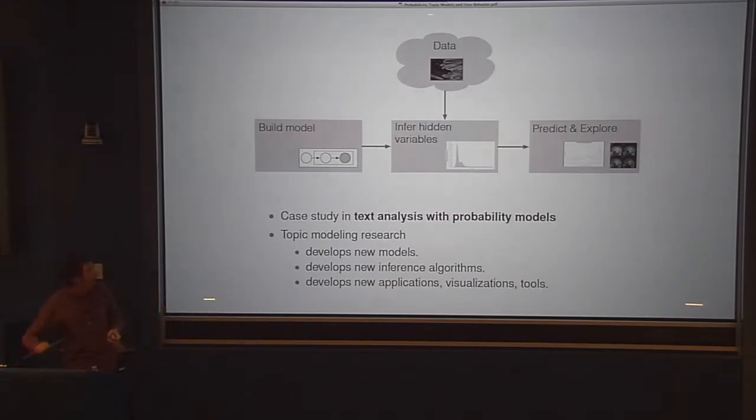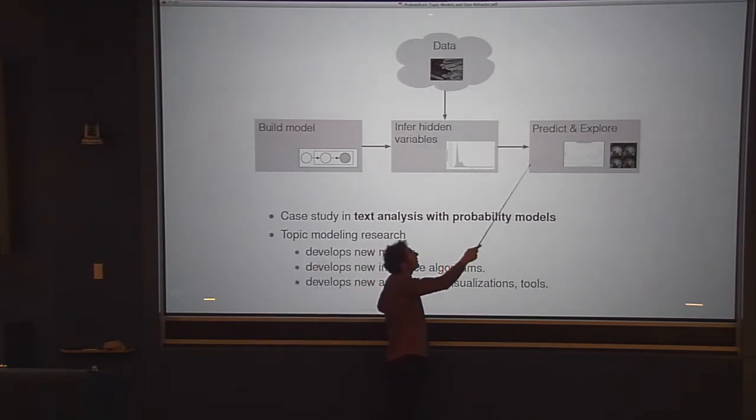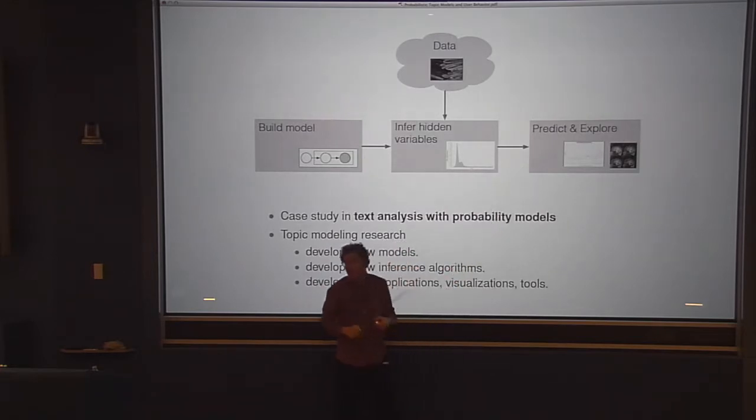And I like this picture, which divides up the different activities. We build a model. This might be the simple LDA model, or it might be an LDA model that takes into account time or hierarchy or whatever it is you want to do. Then, with your data and your model, you infer the hidden structure. This is the algorithmic component. This is filling in all of the hidden structure based on the assumptions you made when you built the model. And then finally, you use those inferences to form predictions, explore your data, make pictures, et cetera.